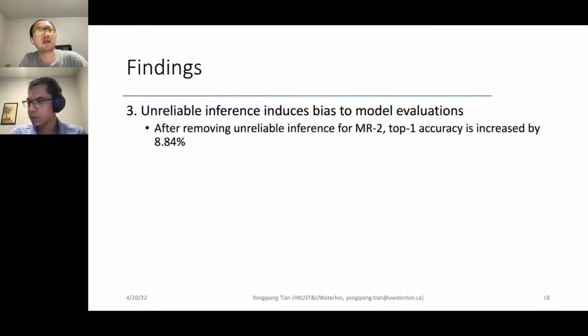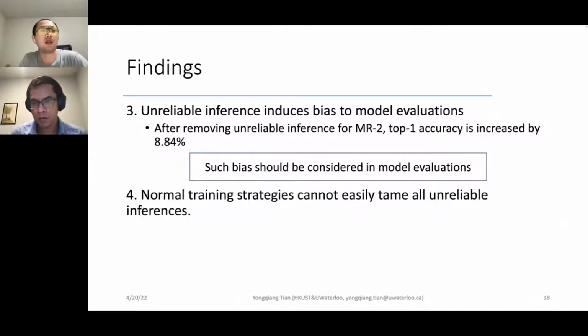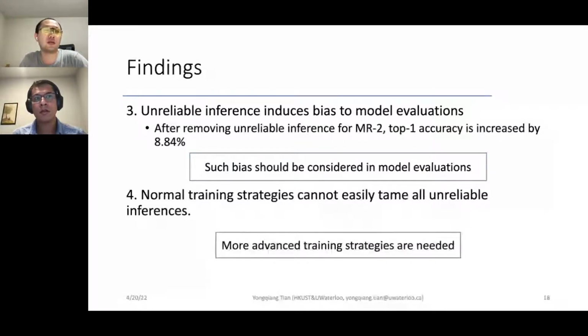We also found that unreliable inferences induce bias in model evaluations. For example, after removing the unreliable inferences violating MR2, the top accuracy is increased by 8%. The last finding is that normal training strategies cannot completely resolve this problem. So we hope that more advanced training strategies will be developed.